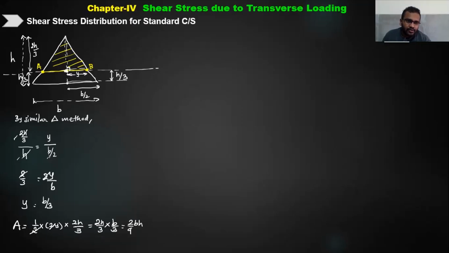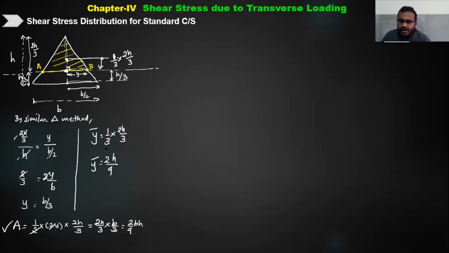Now the centroid of this triangle will come here. At what distance will this centroid come? It will be 1/3 of the height of this triangle. Height of this triangle is 2h by 3. So y bar in this case becomes 1 by 3 times 2h by 3, so that becomes 2h by 9. I hope you understand how I have calculated y bar and the area as well. So area and y bar are known to me.